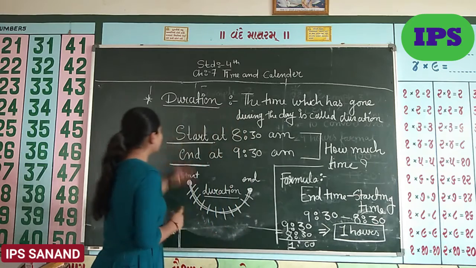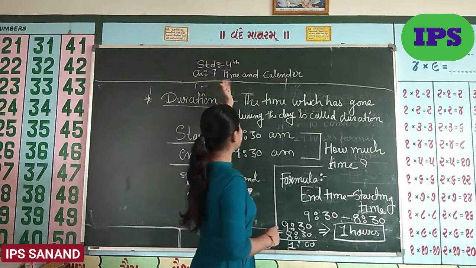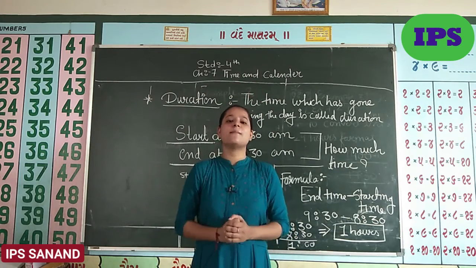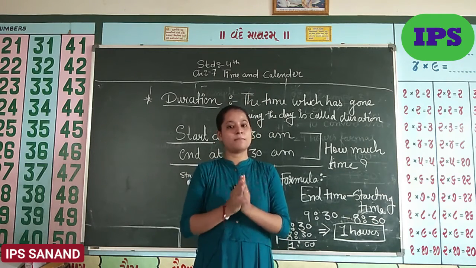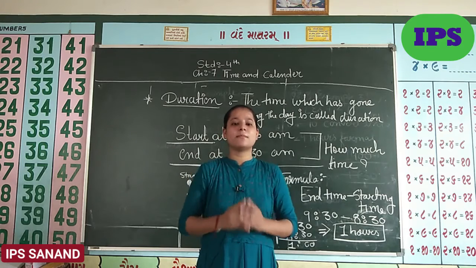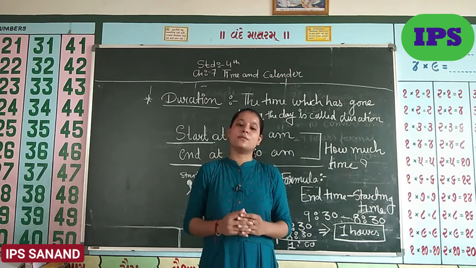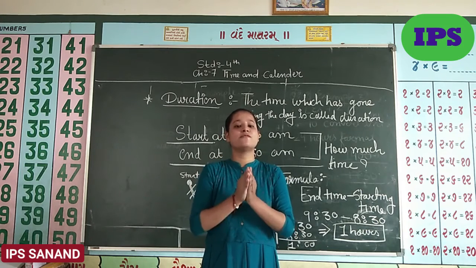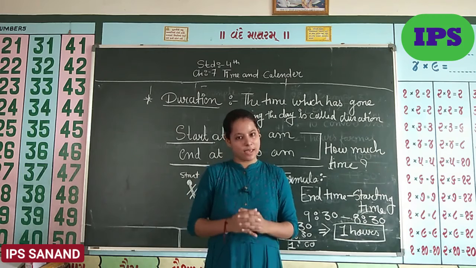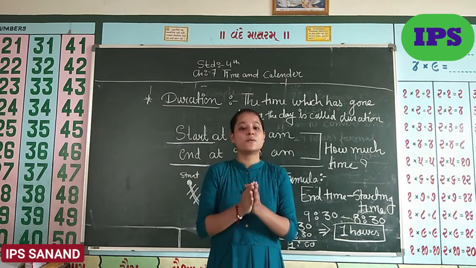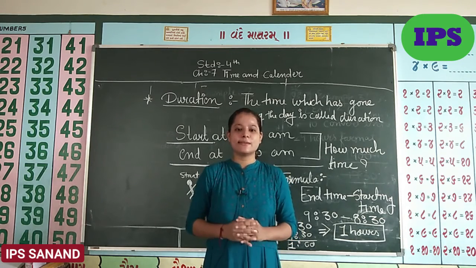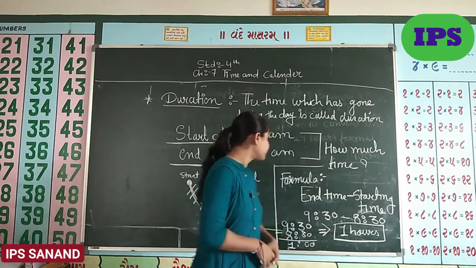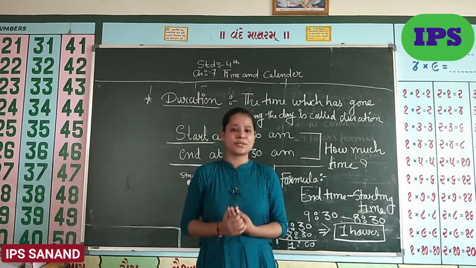Okay, so what we have studied in today's lecture about the chapter time and calendar. First we have studied about AM and PM. AM means anti-meridian, PM means post-meridian. So what is AM and what is PM? The time from 12 midnight to 12 noon is AM and the time from 12 noon to 12 midnight is PM.